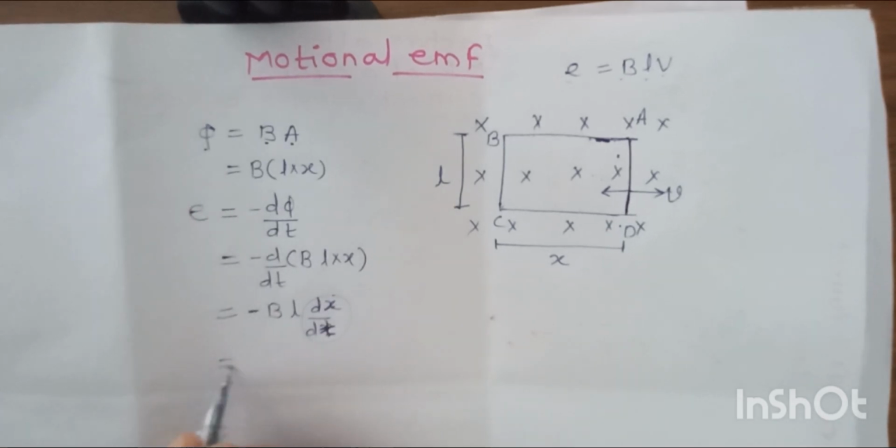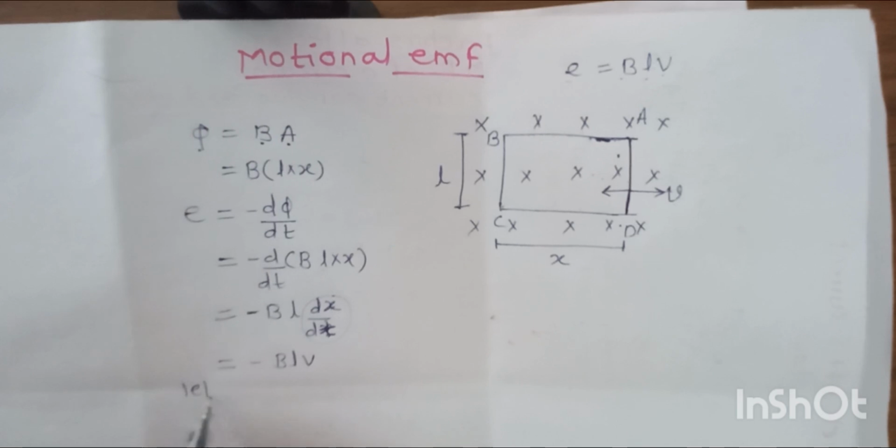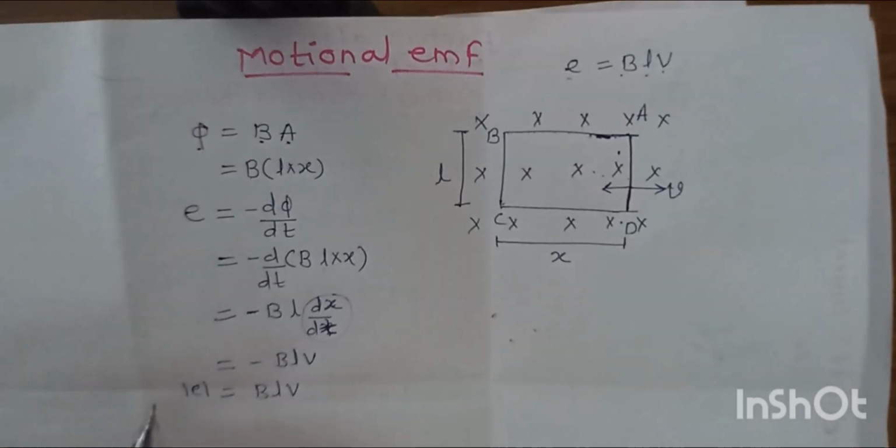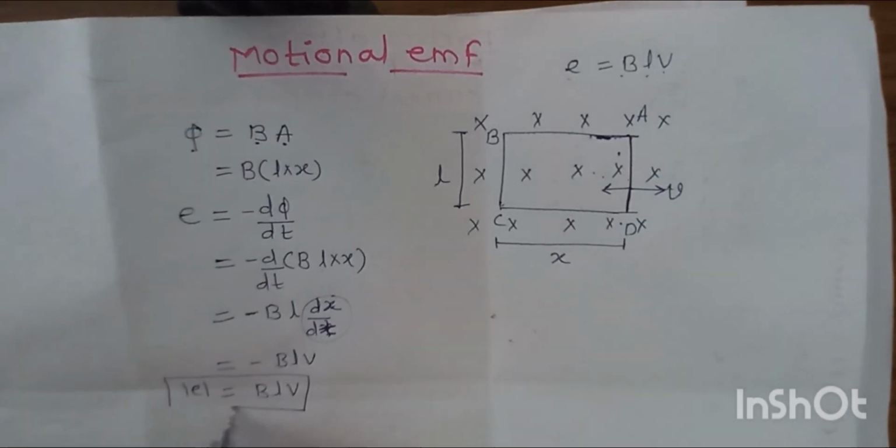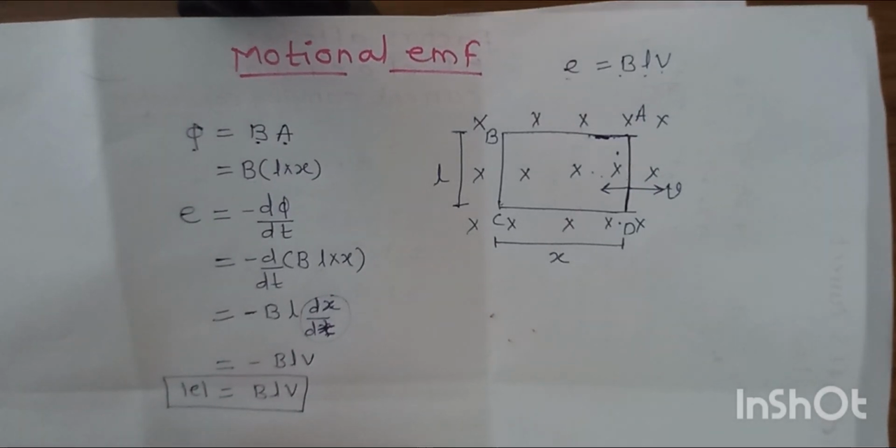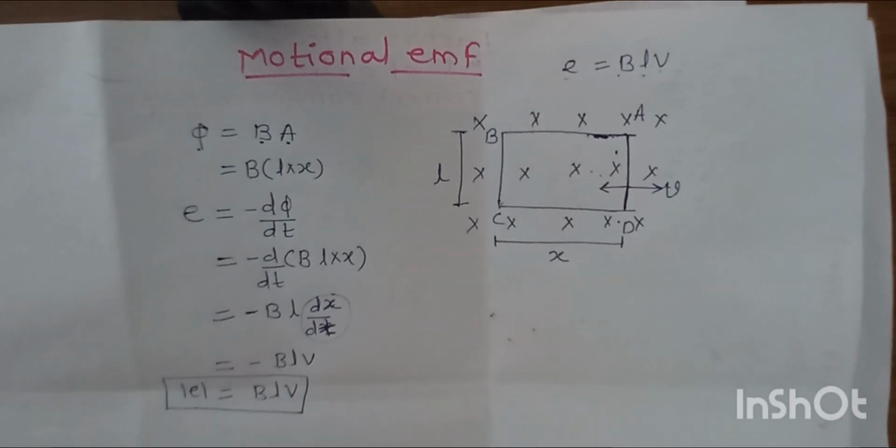So we can write E is equal to minus BLV, or if we take the modulus, then we get BLV. So this is the expression for the motional EMF using Faraday's law of electromagnetic induction. This derivation is very important from the exam point of view.